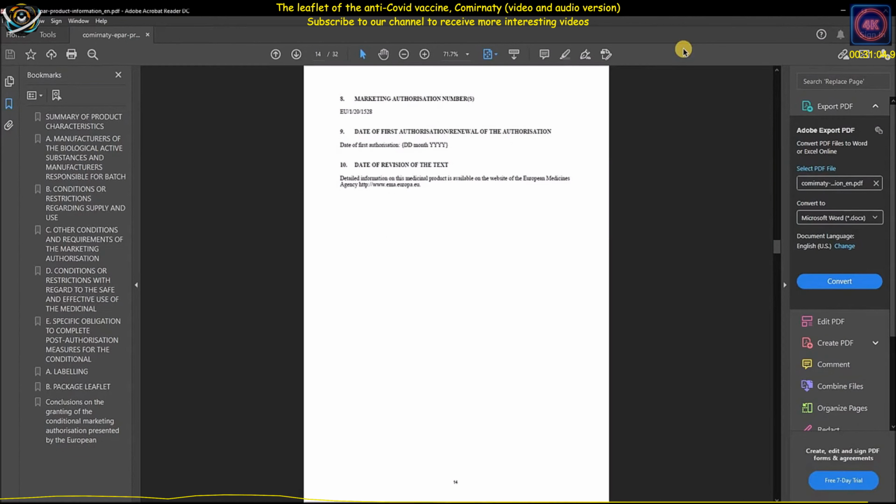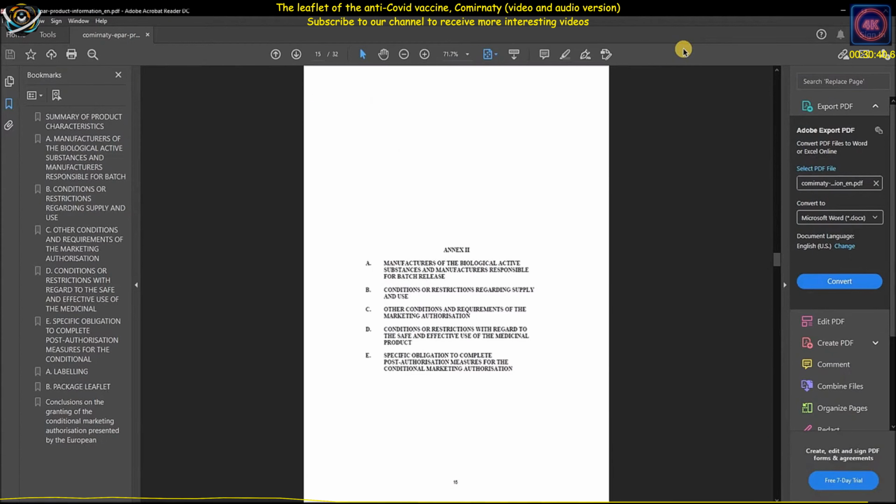9 Date of first authorization/renewal of the authorization. Date of first authorization, DD month YYYY. 10 Date of revision of the text. Detailed information on this medicinal product is available on the website of the European Medicines Agency http://www.ema.europa.eu. Annex 2. A. Manufacturers of the biological active substances and manufacturers responsible for batch release.